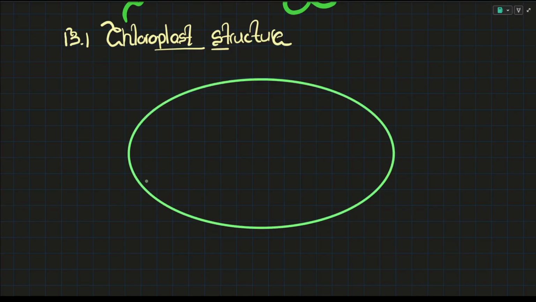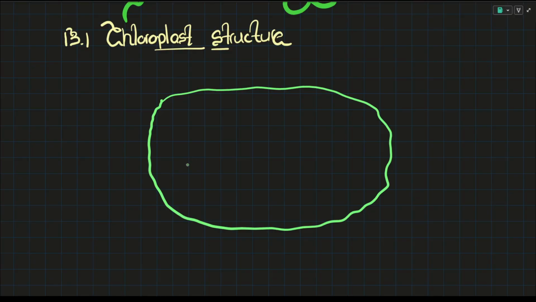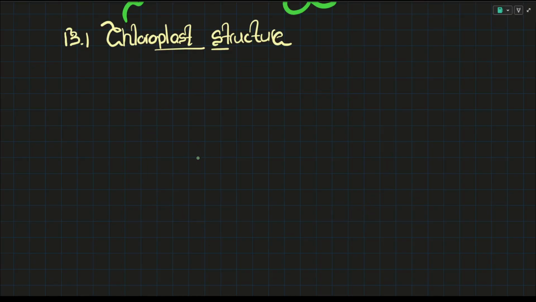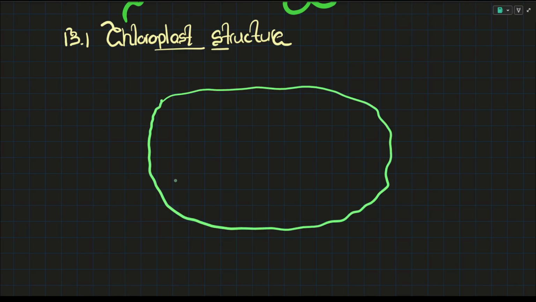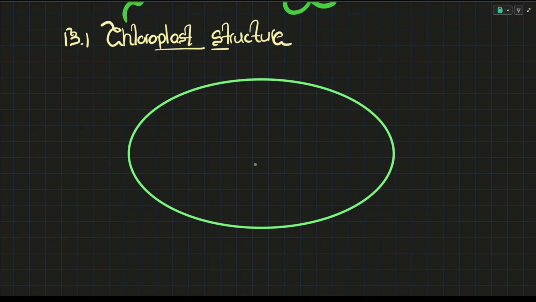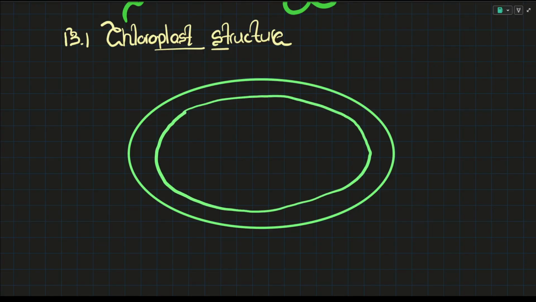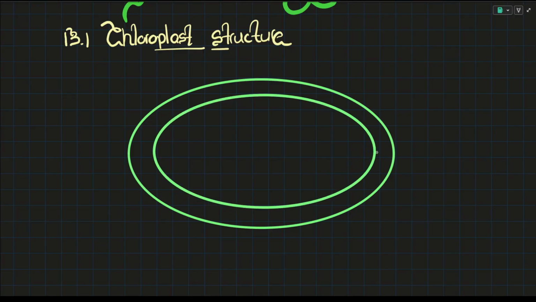Chloroplasts are not strictly oval shaped. I can return it to this, but I'm going to keep this oval just so that it's easier for you to follow through, like so. Okay, they're not strictly oval, just keep that in mind. And then I'm going to draw something inside. Guess what? Another oval. Okay, now we have 2 ovals.